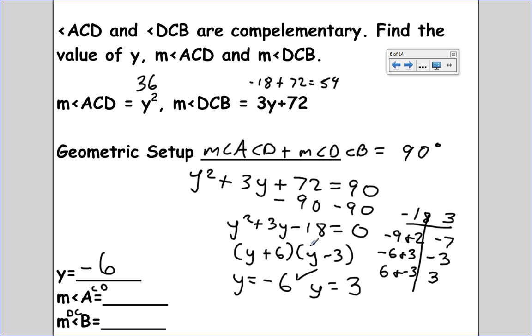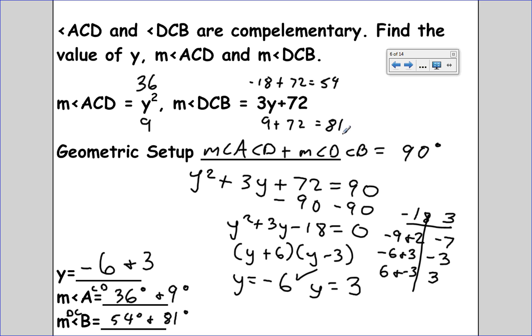Now let's go ahead and try 3. 3 squared is 9, which is a possibility. 3 times 3 is 9 plus 72 equals 81, which also works. So both negative 6 and 3 work. So measure of ACD equals 36 degrees or 9 degrees. You can do either one, and they both work. And the measure of angle DCB is 54 degrees and 81 degrees.